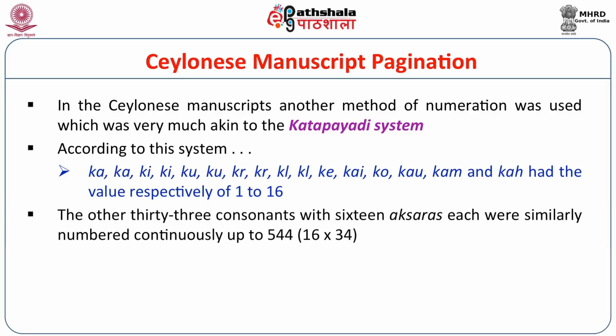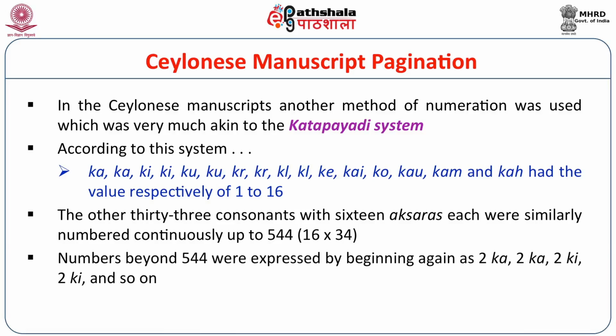And similarly, the other 33 consonants with 16 aksharas each were similarly numbered continuously up to 544. That is the last figure of the manuscript pagination. And when the manuscript exceeds 544, then you will find the repetition again. The numbers beyond 544 were expressed by beginning again as 2 ka, 2 ka, 2 ki, etc. and so on.